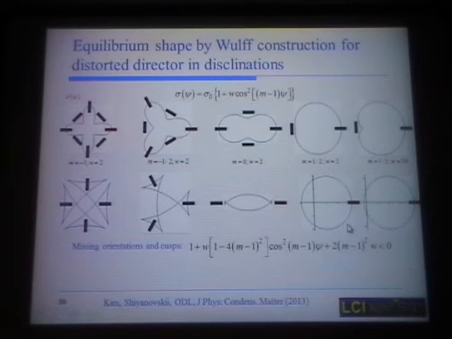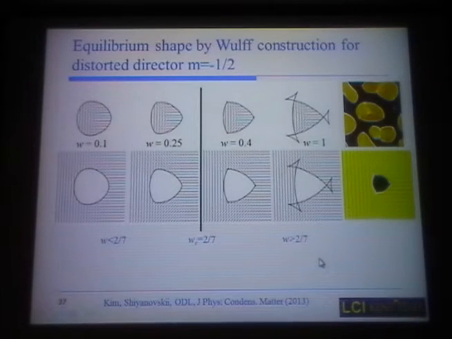And the only thing that you can do at this stage is to assume that, for example, the director is frozen, and then you can minimize the interfacial energy of the inclusion, taking into account that the surface tension is anisotropic. And here are the predicted shapes of the nematic islands in the isotropic fluid as a function of the surface anchoring anisotropy. So the higher the anisotropy, the more cuspy the interface becomes.